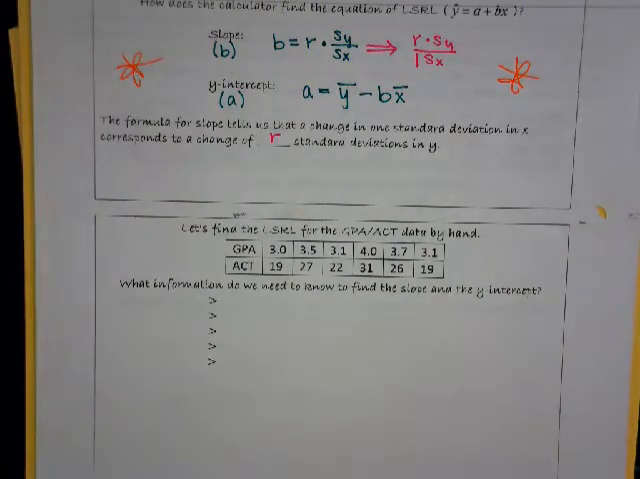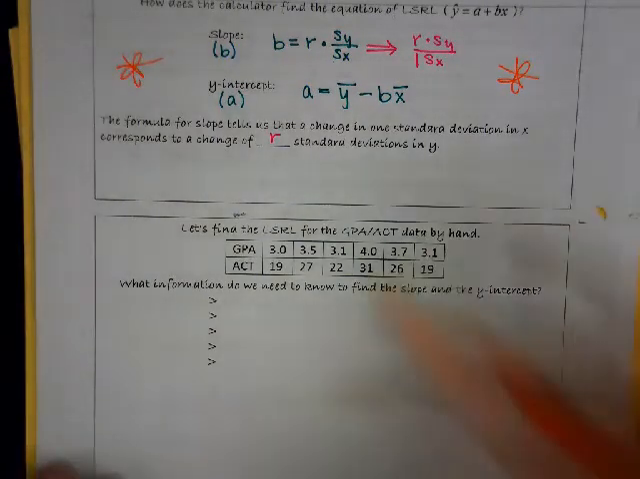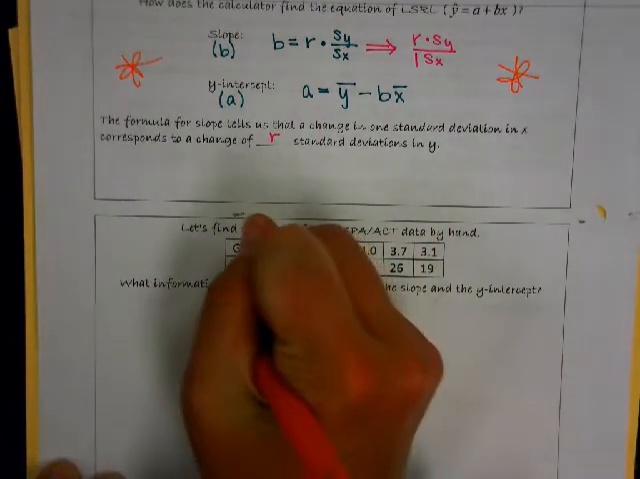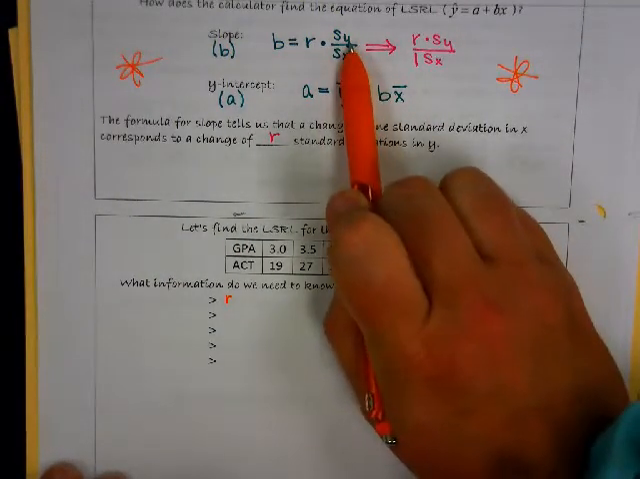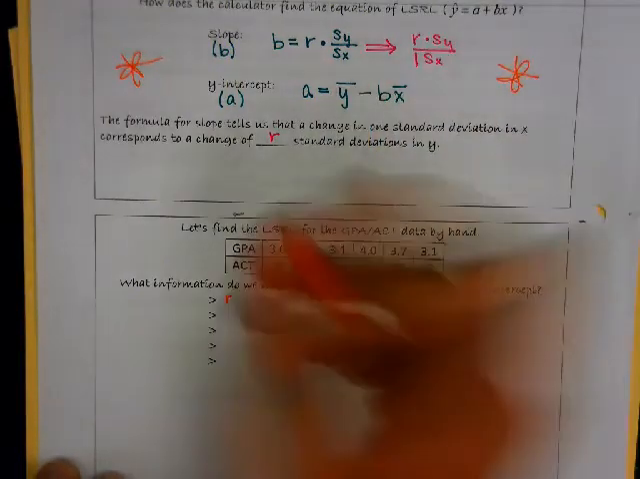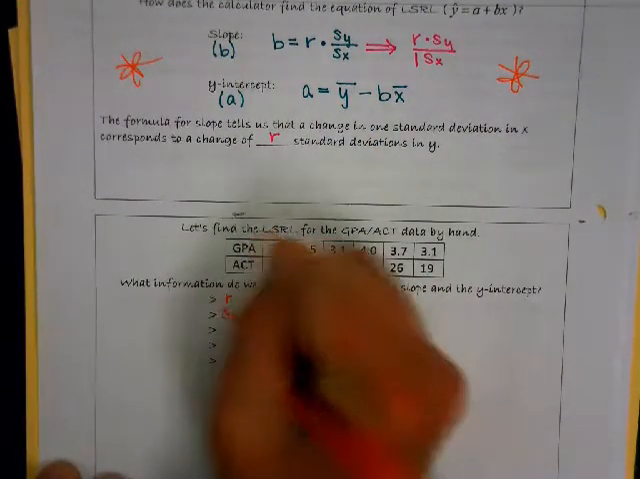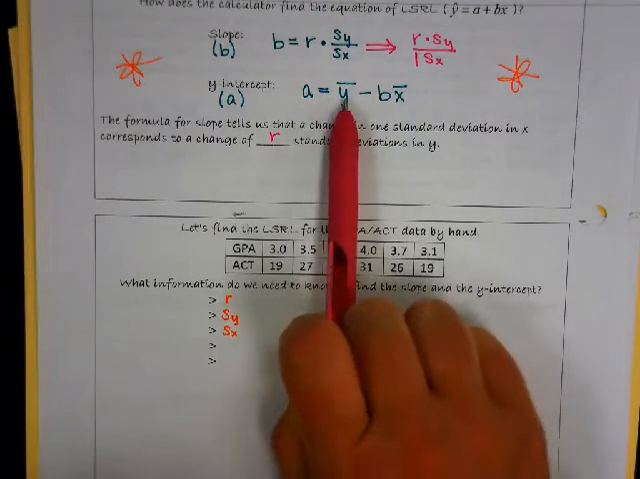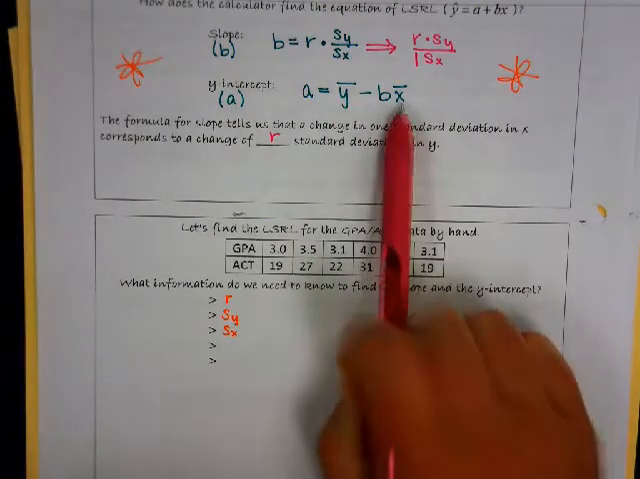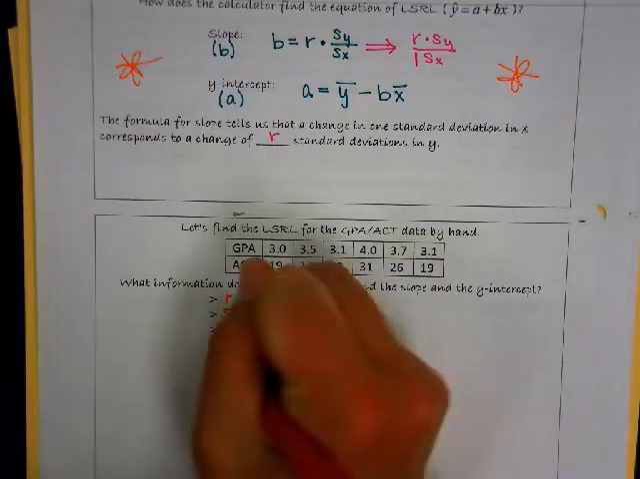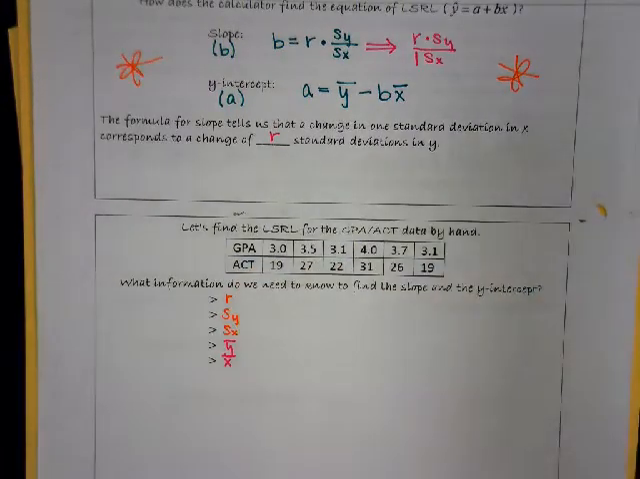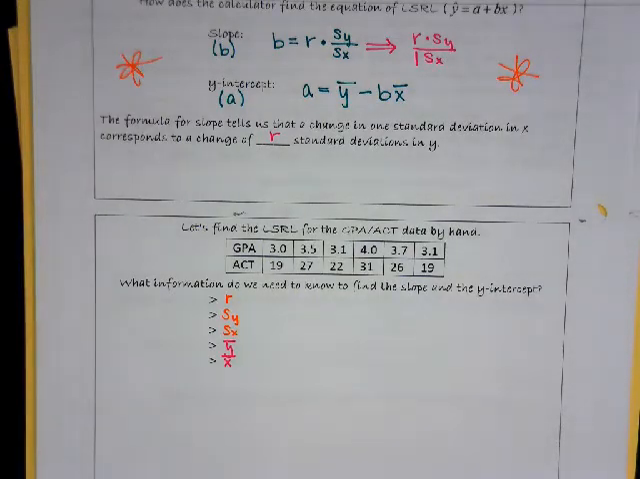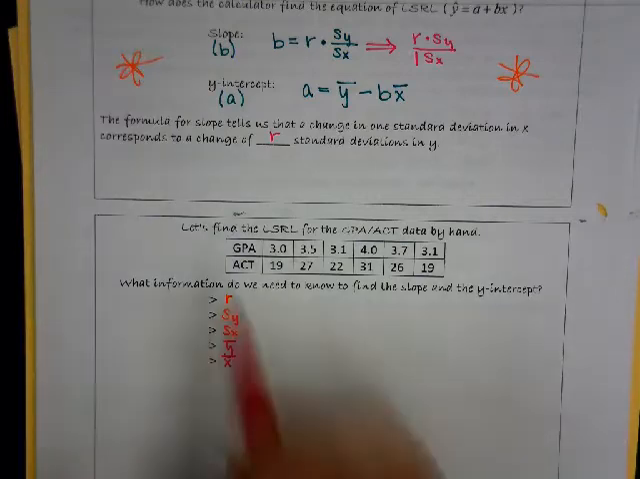So to find our slope, we need to find our r value. We need to find our standard deviation in y and our standard deviation in x. To help us find our y-intercept, we need to know the average y value and the average x value. As a reminder, which one is x and which one is y? Say it louder for me. GPA is our x variable and ACT is the y.